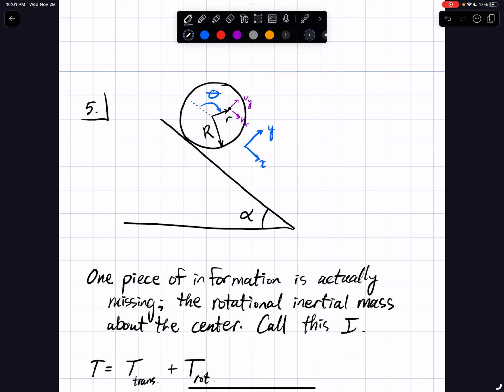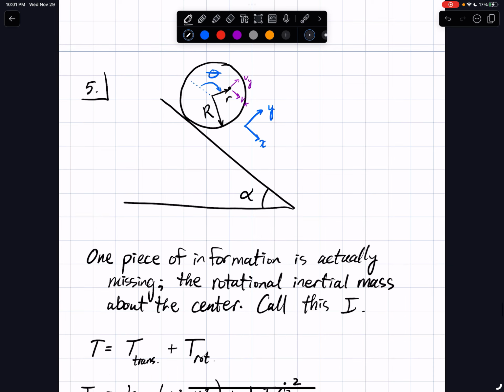So there's a ball rolling down a hill, and the ball has a center of mass that's offset from the center with some eccentricity epsilon. Now, one piece of information that's not given in the problem, and you do need to solve this problem, is the inertial mass of the ball.